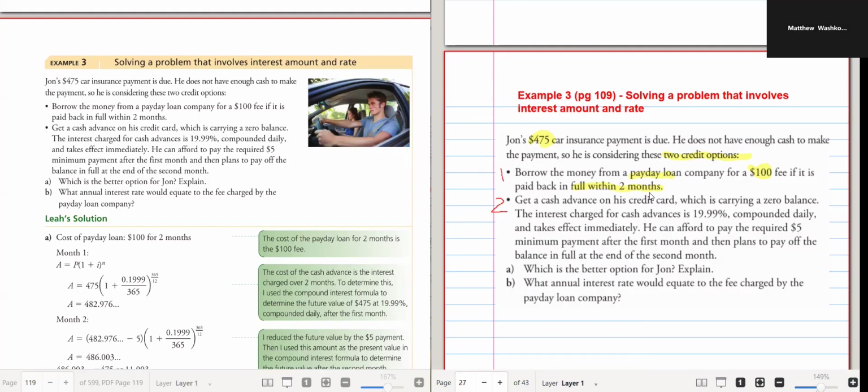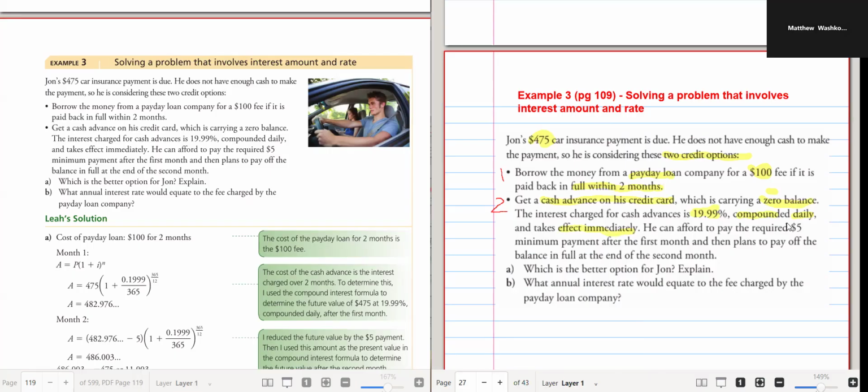So option 1 is a payday loan company, $100 fee if he pays it back in 2 months. Option 2 is get a cash advance on his credit card, which is something you do. You need cash, you can get it off your credit card, but you pay the interest now. Currently has a $0 balance, so it's paid off, and the interest charge for cash advances is 19.99% compounded daily. And it takes effect immediately.